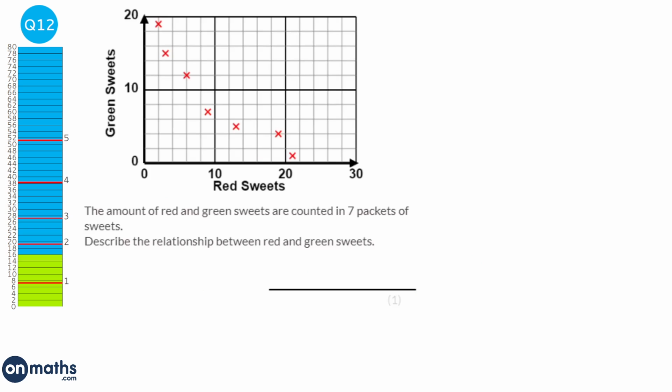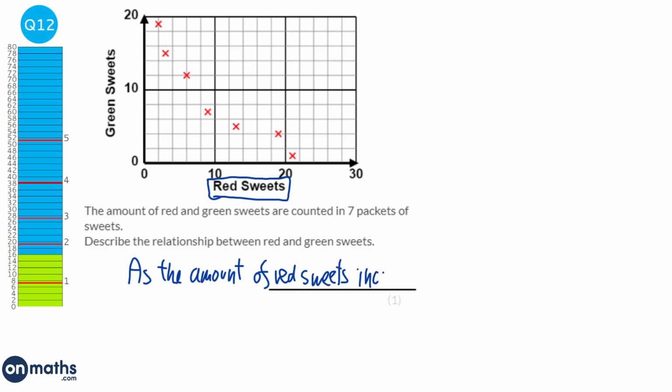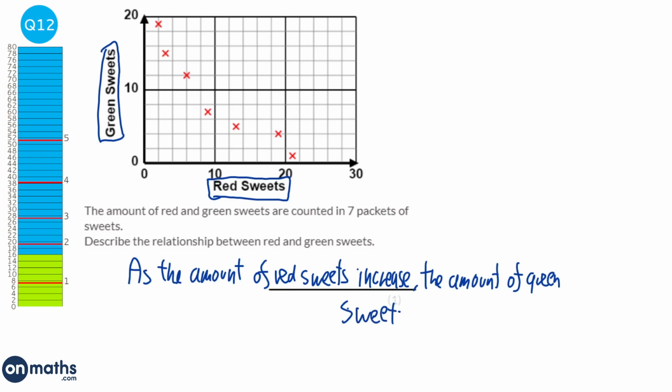So when asked to describe a relationship, I always start off the sentence as: the amount of, and I pick this one here, the X one, red sweets increase, the amount of, and then I pick this one here, green sweets. And this is the only word here that changes.